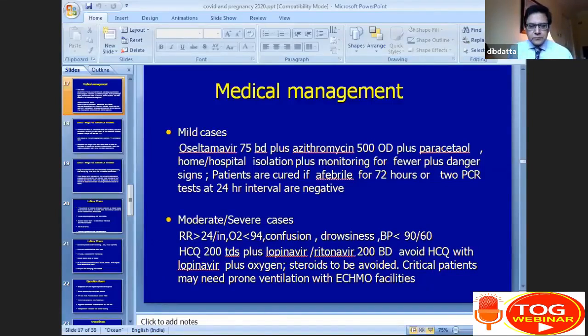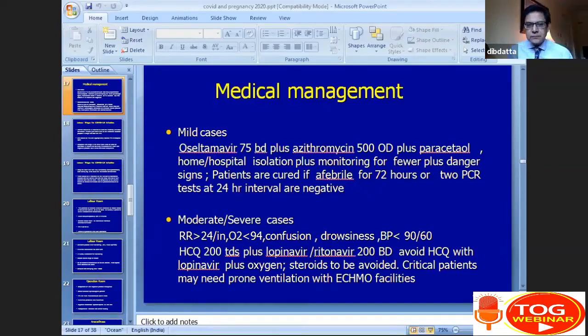If you look at the medical management, the mild cases you can treat with oseltamivir, as I told you, with azithromycin. Normally it should be done in the hospital in isolation, because once they are positive, it's better to keep them in the hospital, because there is a high chance of transmitting the disease to the relatives if you stay in the house.